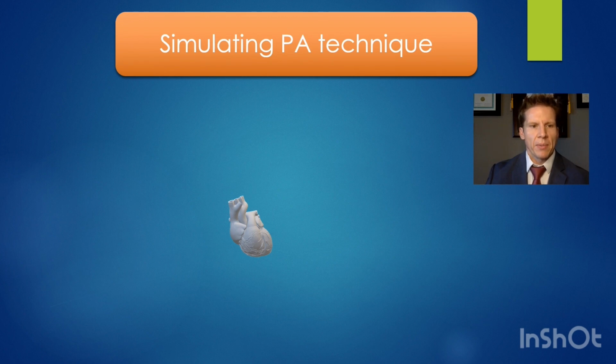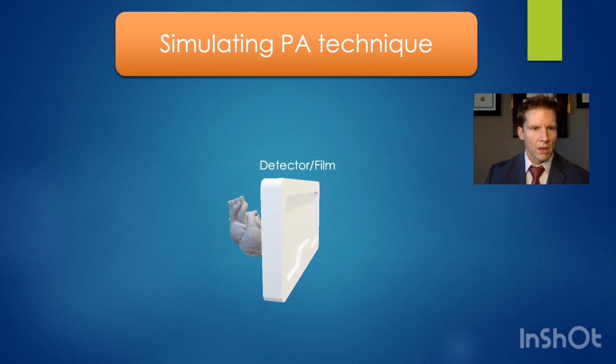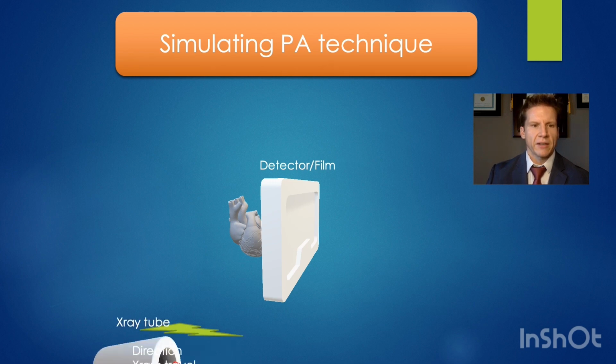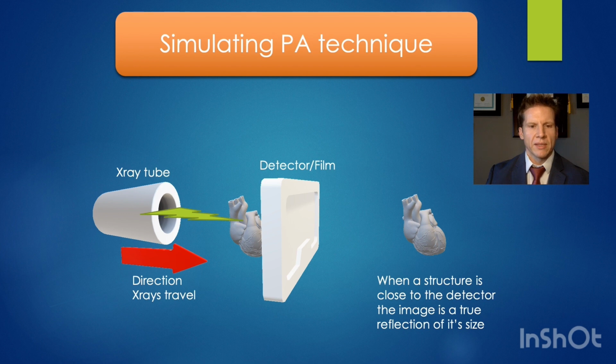Let's simulate a PA technique just looking at the heart as a model. We're going to start off with the heart and put the detector very close to it, because in a PA view, the heart is closest to the anterior chest wall and closest to the detector. You've got the x-ray tube behind, producing the beam traveling from posterior to anterior, and this will produce a very accurate representation of the size of the heart.